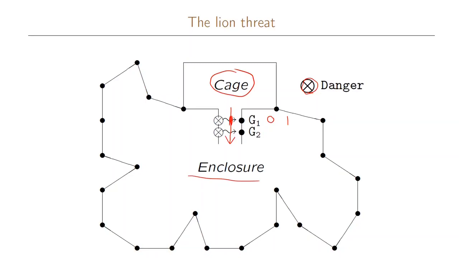What we can see here is that we cannot solve this by just using the signals from G1 and G2, because the signal 0, 0, where G1 gives us 0 and G2 gives us 0, will mean either that the lion is inside of the cage or that it is in the enclosure. So we need some kind of memory here in the system that will allow us to know if the lion is in the cage or if it is in the enclosure.